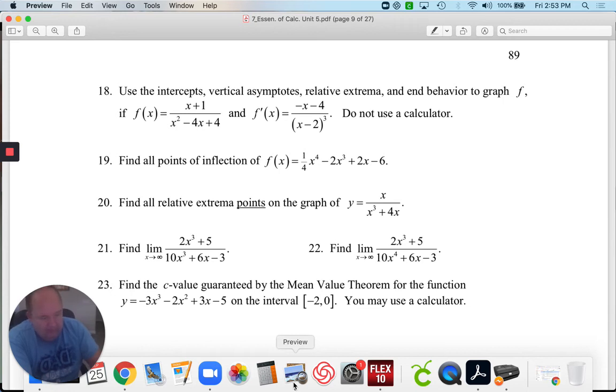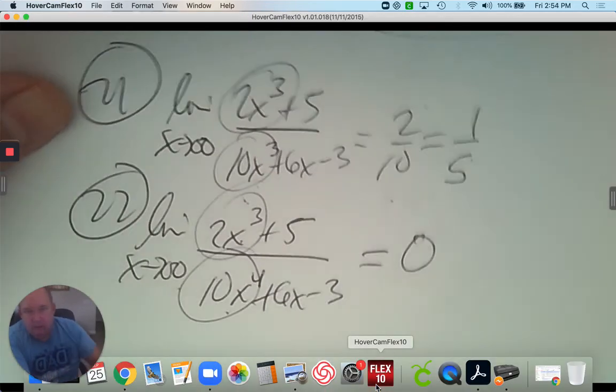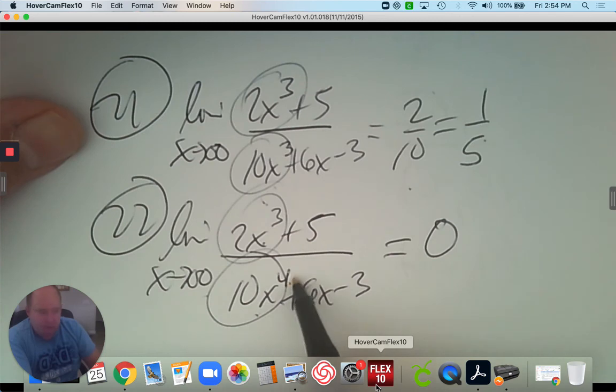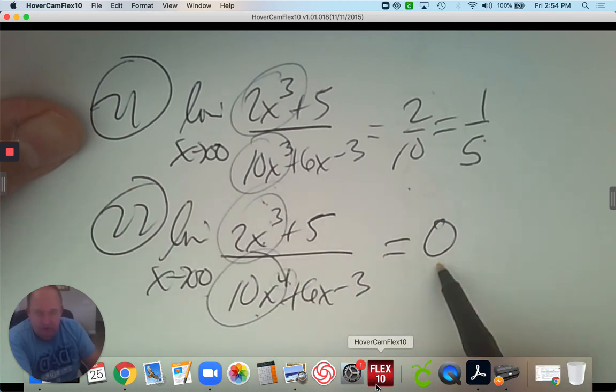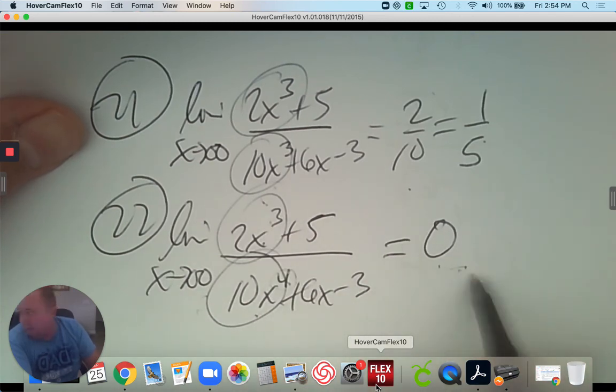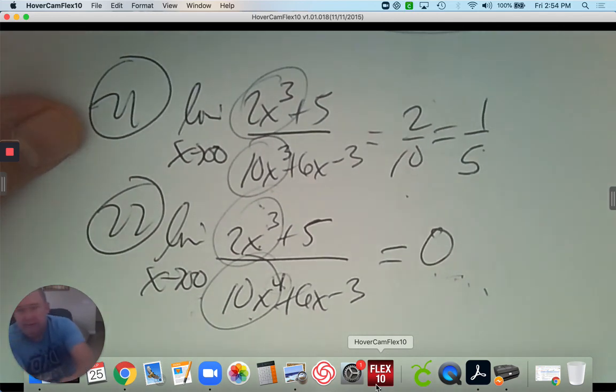So again, power over power. This one's 0 because the bottom is more powerful than the top. Because the bottom has a greater exponent than the top, the right and left-hand behavior is 0. All right, 23, our last one.